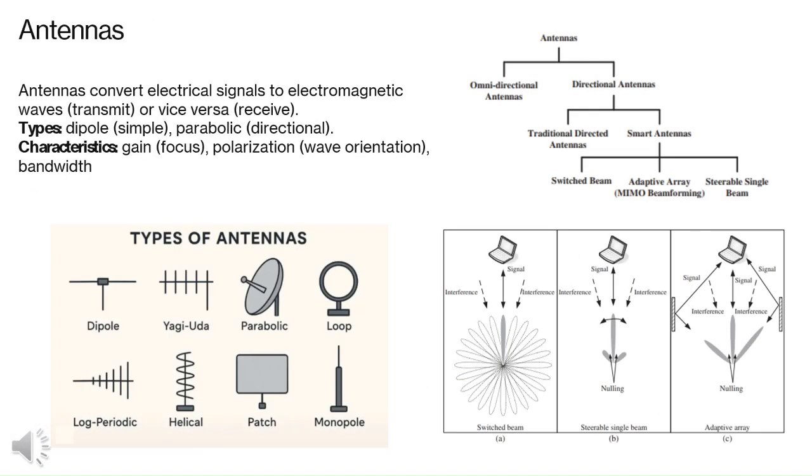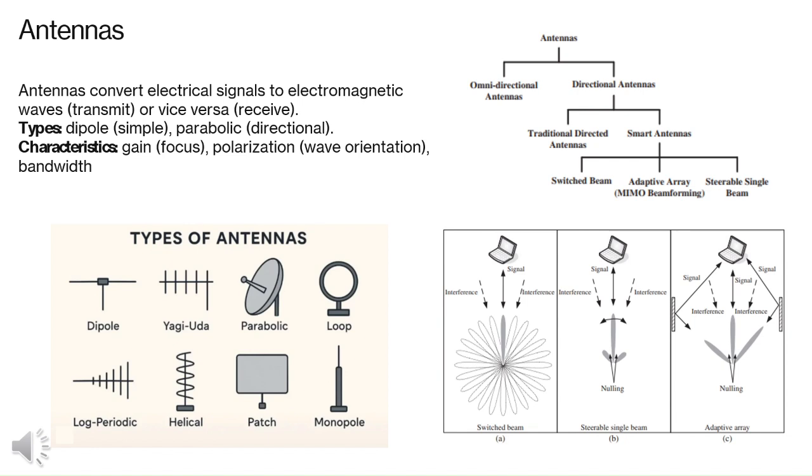Now we are going to talk about our last lesson, regarding antennas. How many types of antenna are there? Antennas have two types. Dipole is simple, parabolic is directional. There are three characteristics: gain, polarization, and bandwidth. An antenna converts electrical signals to electromagnetic waves for transmission, and vice versa for reception. You can see the antenna diagram in the top right corner.